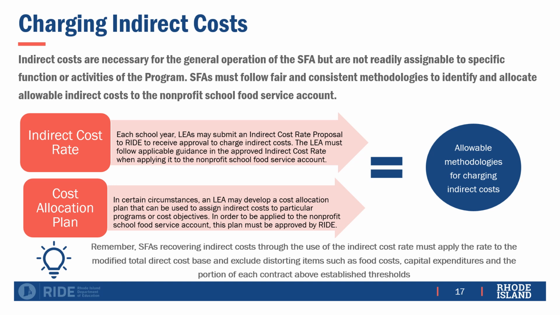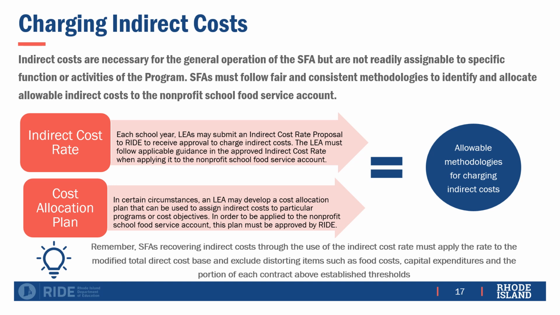Because indirect costs benefit multiple programs, functions, or cost objectives, SFAs must follow fair and consistent methodologies to identify and allocate allowable indirect costs to the nonprofit school food service account. The most common method of charging indirect costs is through the application of an approved indirect cost rate. Each school year, LEAs may submit an indirect cost rate proposal to RIDE to receive approval to charge indirect costs. This proposal is for the entire LEA and is not specific to the child nutrition programs.